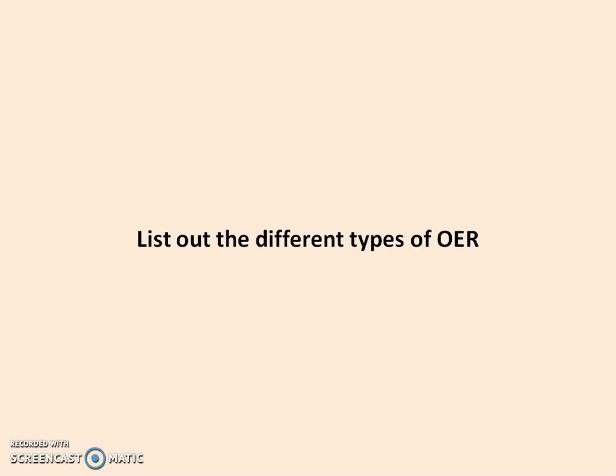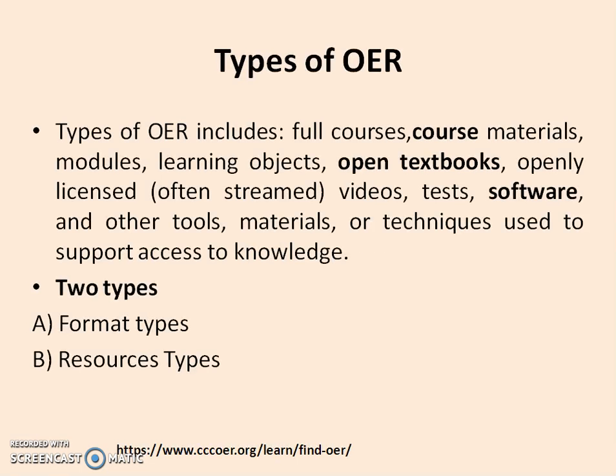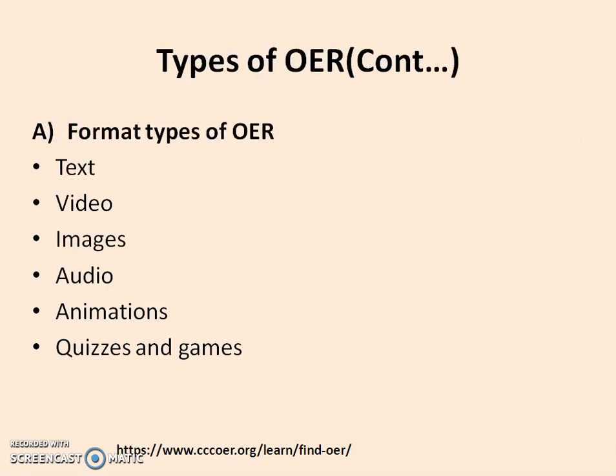Now let us see the types of OER, that is open educational resources. They can include full courses, course materials, modules, learning objectives, open textbooks, open licensed videos, tests, software and other tools, materials or techniques used to support access to knowledge. There are two types: formative type and resource type. First one is the formative type. The formative types of OER can contain text, audio, video, images, animation, quizzes and games.